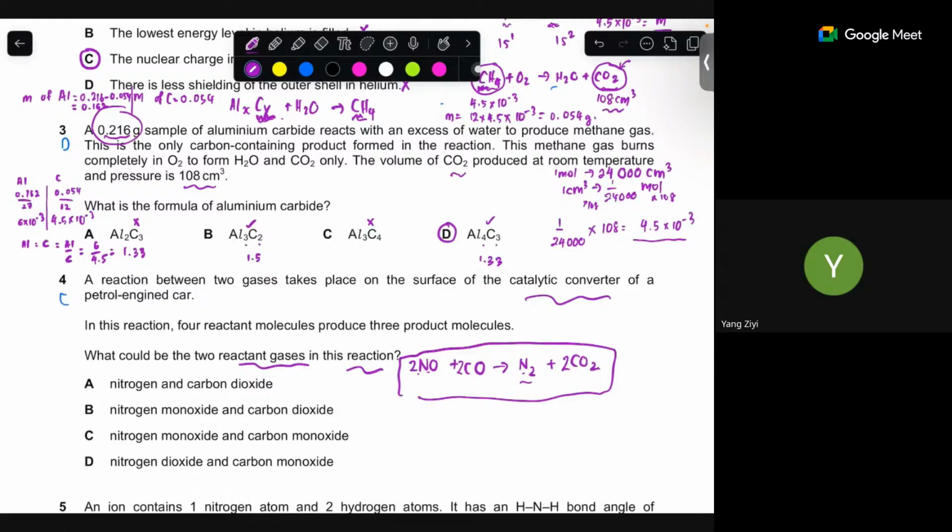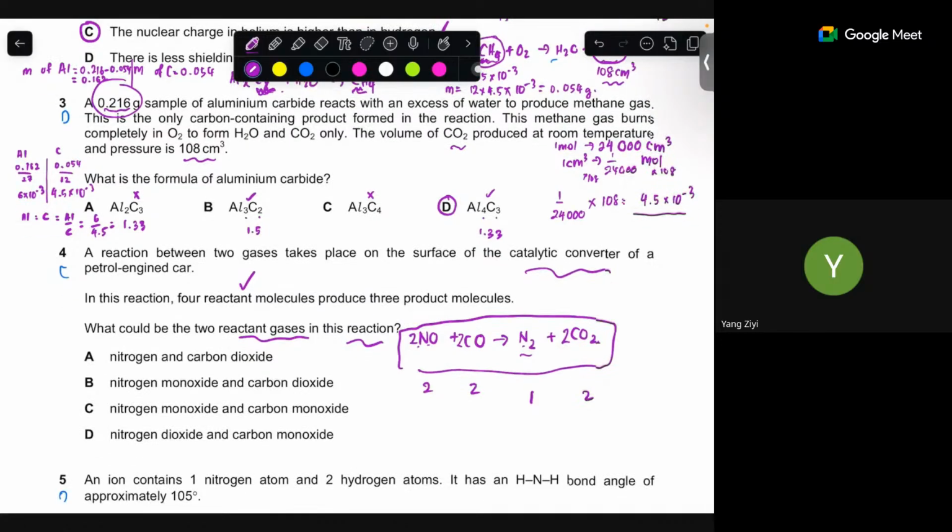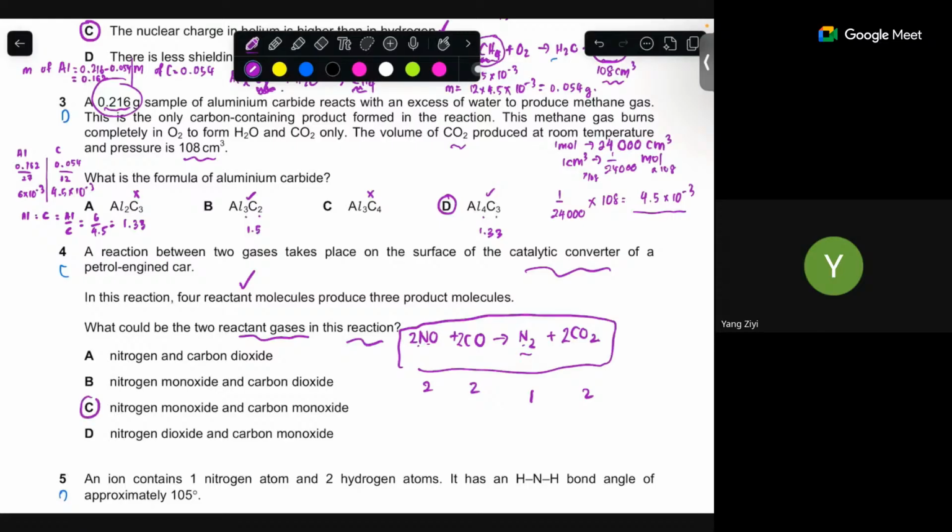So they say in this reaction 4 reactant molecules: 2 molecules from here and 2 molecules over here. That is what they meant by 4 reactant molecules. To produce 3 product molecules, so 1 and 2, total 3 product molecules. Therefore, the answer is going to be C.